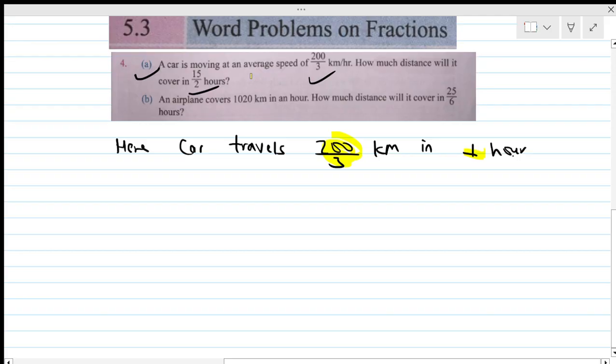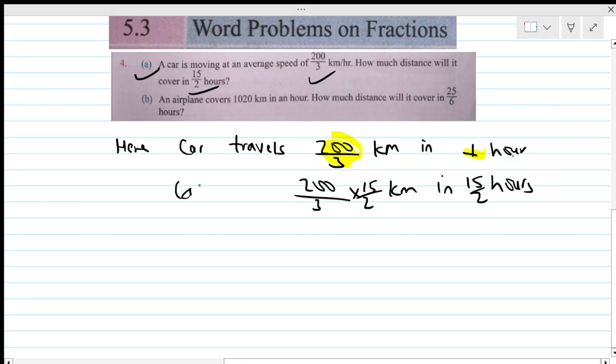In 1 hour it travels, suppose, 50 kilometers. So in 2 hours it will travel 2 times of 50. So we are finding for 15 by 2 hours. So for 15 by 2 hours, it will go 15 by 2 times more. So let's go for that. So we say here, in 15 by 2 hours, 200 by 3 into 15 by 2 kilometers will be traveled, that many times.